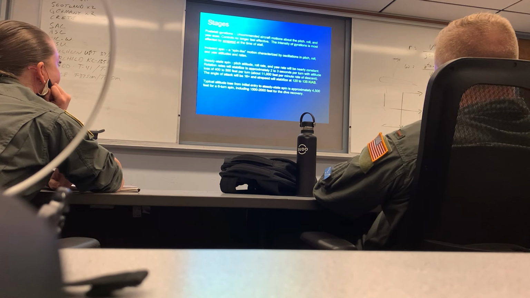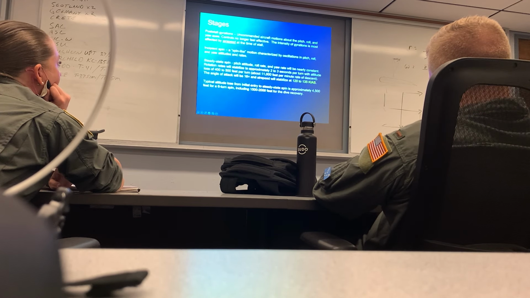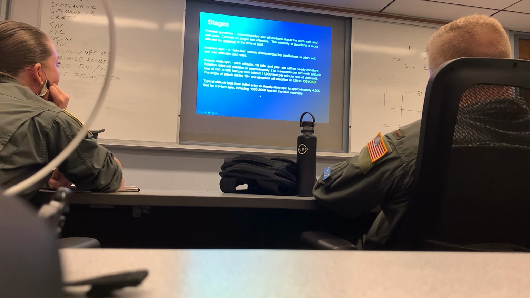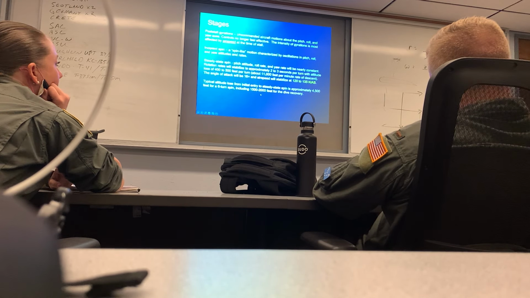be increasing. Right? So it says typical loss from initial entry to steady state spin is approximately 4,500 feet for a 6-turn spin, and that would include your 1,500 to 2,000 foot recovery. That's a lot of altitude loss, right?